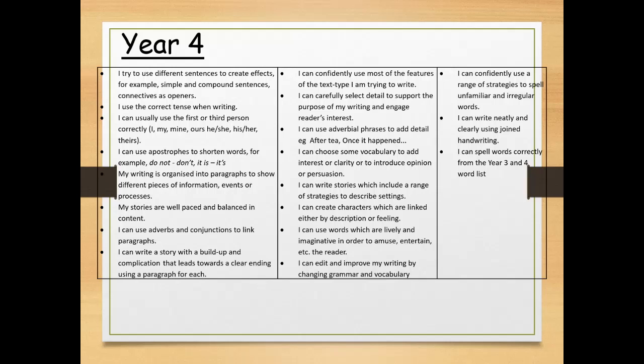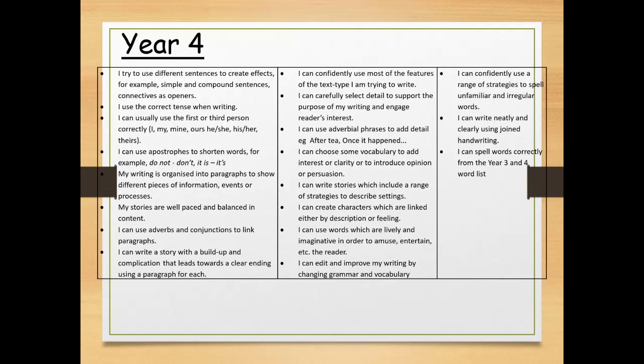Okay, the expectations for Year 4. Children should try to use different sentences to create effects, for example, simple and compound sentences, and using connectives as openers. Children should use the correct tense when writing. I can usually use the first or third person correctly. I can use apostrophes to shorten words, for example, do not equals don't, it is equals it's. The classes know this as apostrophes for contraction.